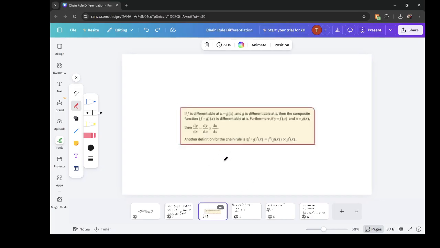Now, there's another way of writing this. It's written like this. It's a little bit complicated like this, but if this helps you understand it, please do pause the video, read it, and take some notes because we're going to be doing some questions now.